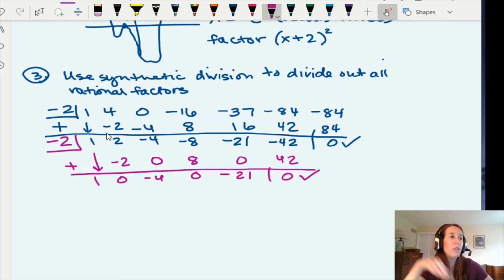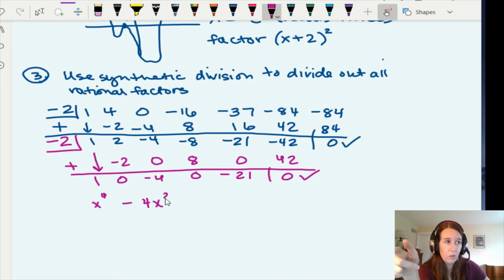Okay, so we started with an x to the 6th polynomial. We divided one 0 out right here, and this would be an x to the 5th. And now we divided another 0 out, and so this is x to the 4th. There is no x to the 3rd term, so then this is minus x squared. There's no x term, and this is our constant term. Okay, so this is our reduced polynomial.